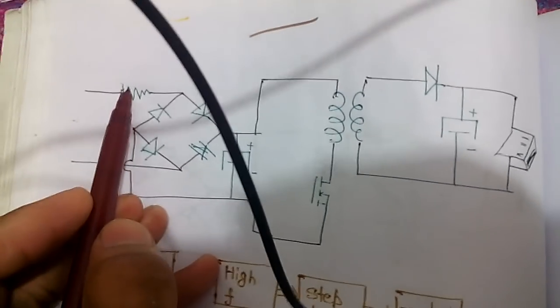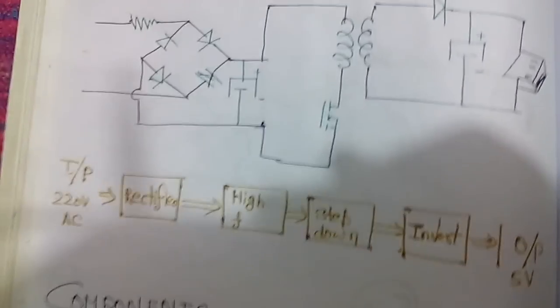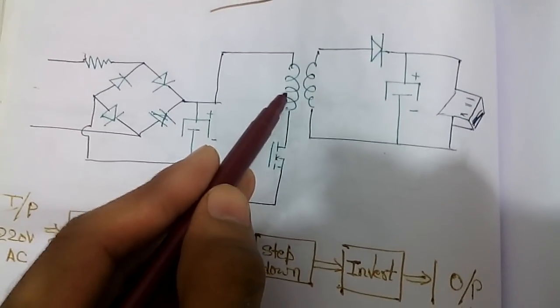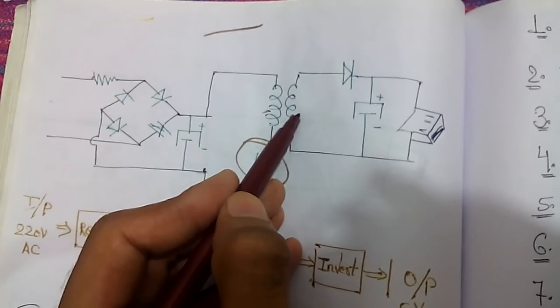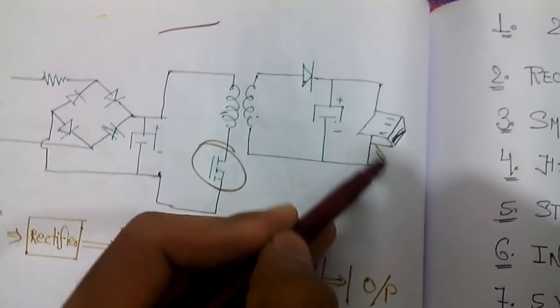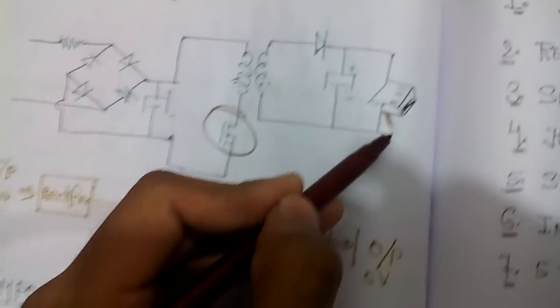Now, if I show you the normal circuitry of this switched mode power supply, see here, the resistance is normally used for current limiting. After that you can see the bridge rectifier, then this capacitor, then this transformer, and this is the MOSFET. And at the output, the secondary of this transformer, you can see this diode and this capacitor, and this is the output of this charger, which goes to your cell phone.